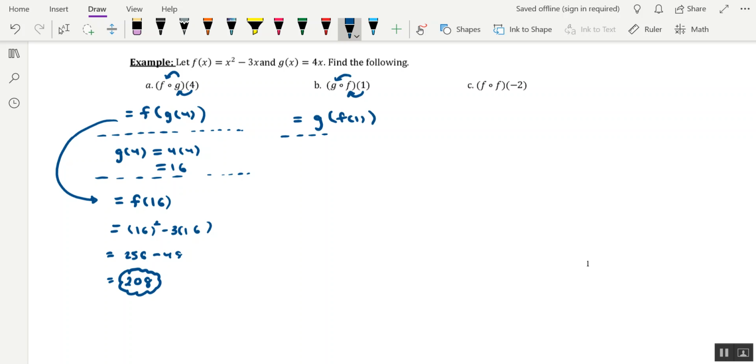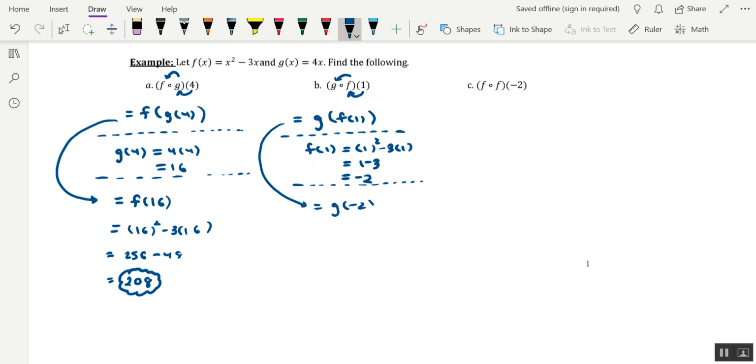So let's break off for a second, figure out what f of 1 is. f of 1 is 1 squared minus 3 times 1, or in other words, 1 minus 3, which gives us negative 2. So what g of f of 1 boils down to is g of negative 2, and that's going to be figured out by doing 4 times negative 2, which gives us negative 8.